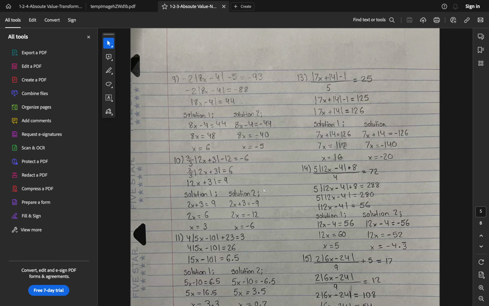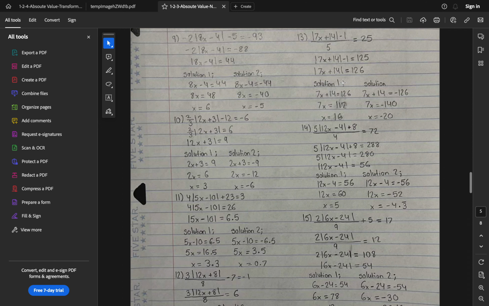On to question number 13, we have the absolute value of 7x plus 14, minus 1, that's outside the brackets with the minus 1, divided by 5 is equivalent to 25. First things first, we times it by 5 to remove the fraction. So it becomes the absolute value of 7x plus 14, minus 1, is equivalent to 125. Rearrange so that we only have the values in the absolute value brackets. So it becomes 7x plus 14 is equivalent to 126.